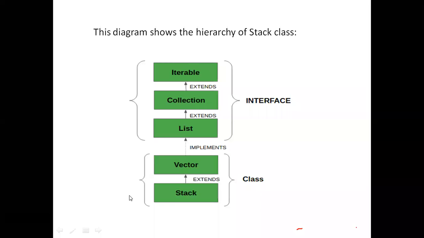Directly we are using the Stack class. Internally, the Stack class is getting properties of the previous ones like this. The Stack is getting from Vector. Vector is getting the methods from List, Collection, and Iterable. This is the hierarchy of the Stack class. Simply, we are getting the Stack class from Vector.